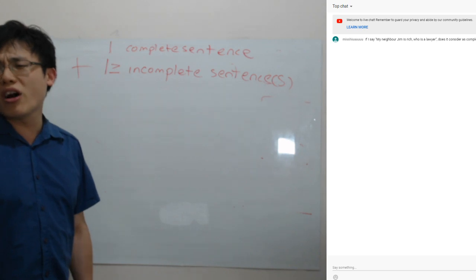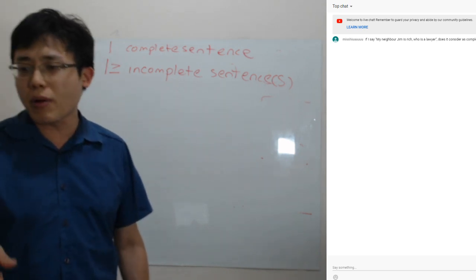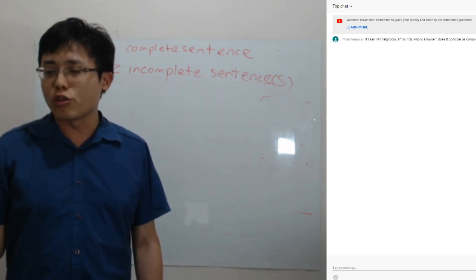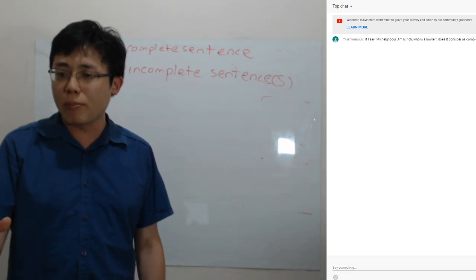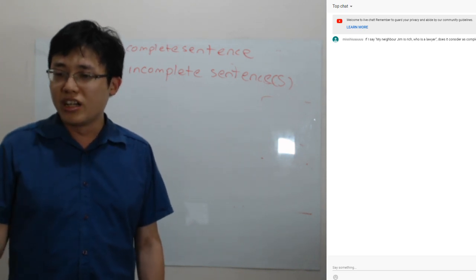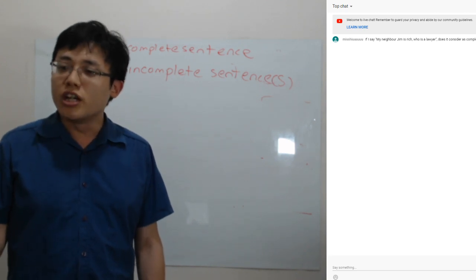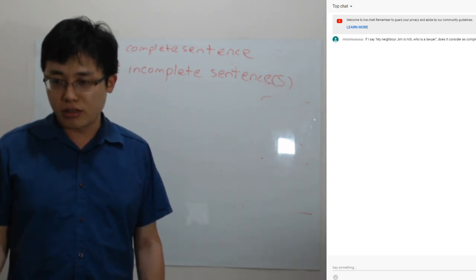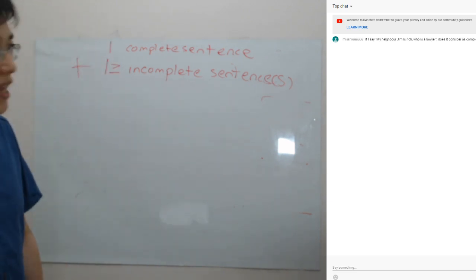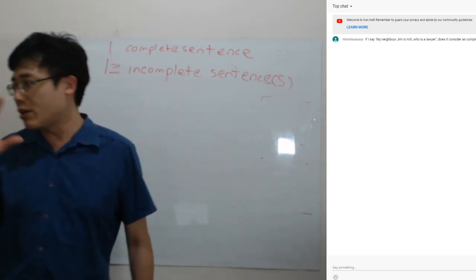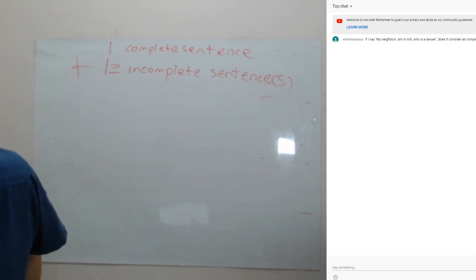But the thing is, it's a little bit strange because usually if you say, my neighbor Jim is rich, who is a lawyer, it's technically correct, but it's odd because when you say who is a lawyer, it's kind of focusing on the noun phrase of Jim is rich, so it may be confusing. So I wouldn't write it that way because it sounds confusing, but it's okay.